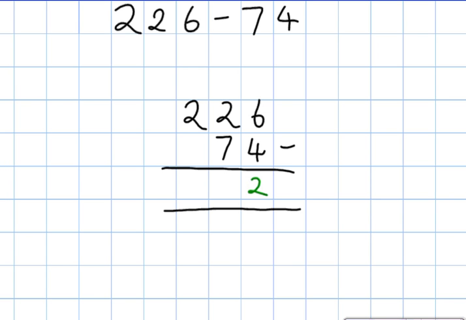So I'm going to borrow off the hundreds. So I'm going to take 1 off of 2, which gives me 1 there. And I'm going to put it next to the 2. So now I've got 12 subtract 7. 12 subtract 7 is 5. And then finally I've got 1 subtract 0, so that just leaves me with 1. So my answer is 152.